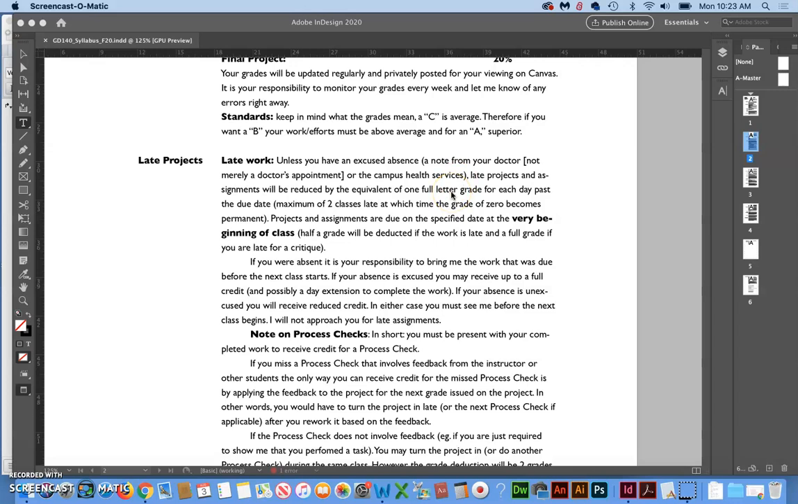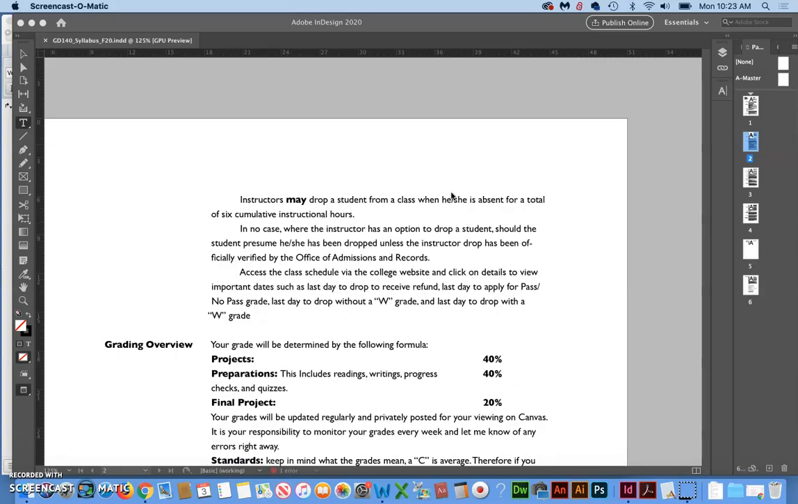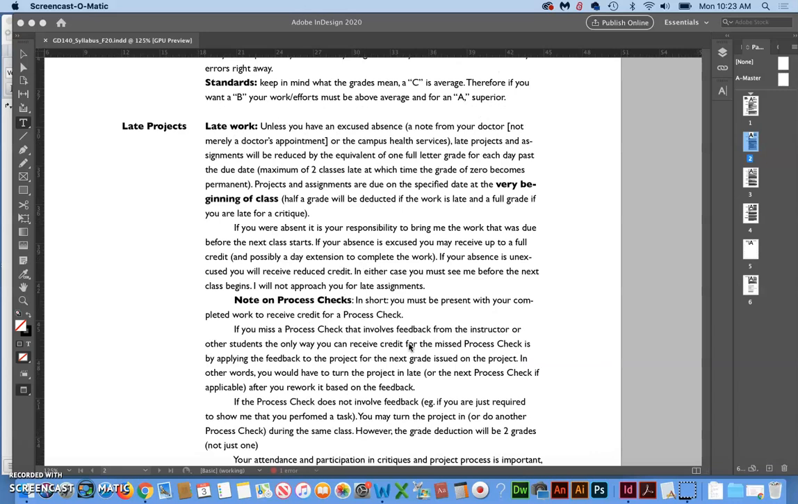Unless an assignment is excused, you lose a full letter grade from each assignment, which, say if it's a 40%er, would be 4 points for each class that it's past due. If it's a virtual class, that usually means 1 week. But they are due at the beginning of the next class.